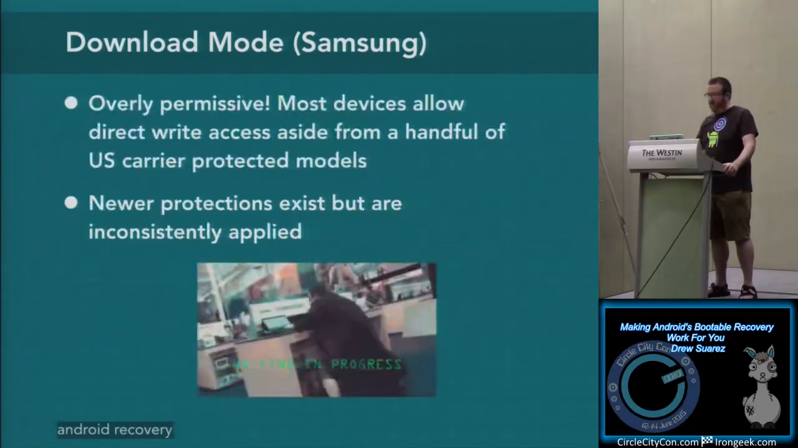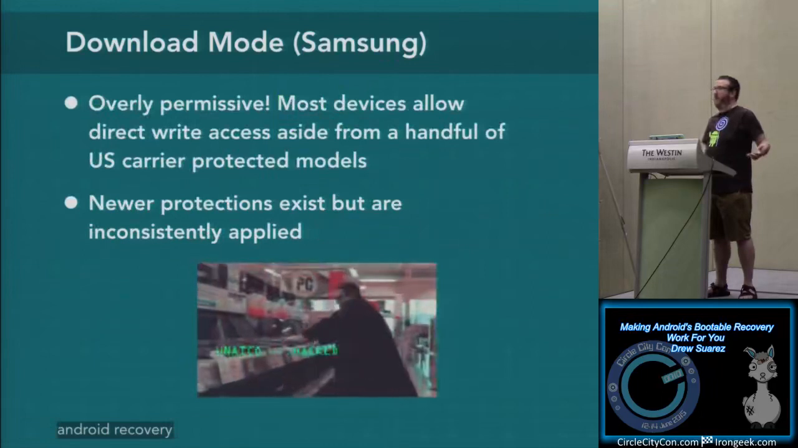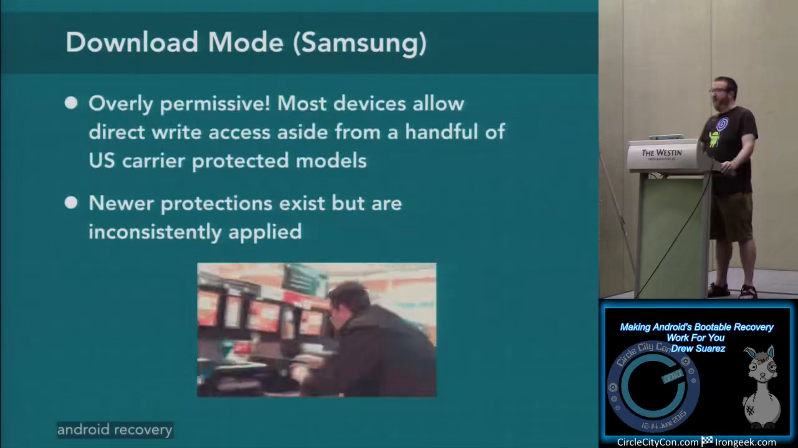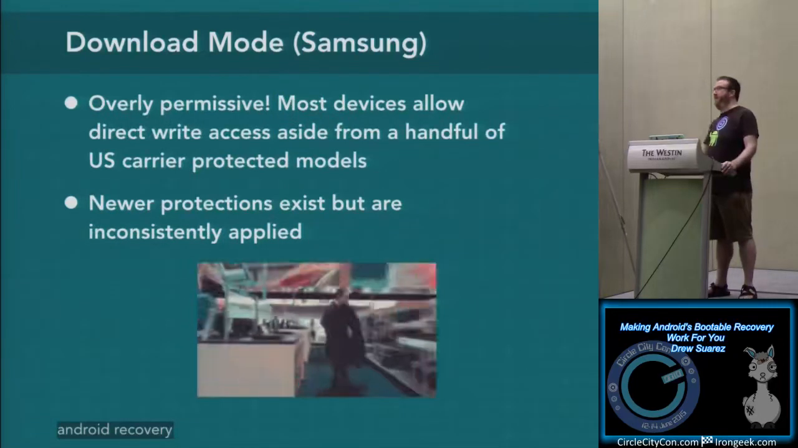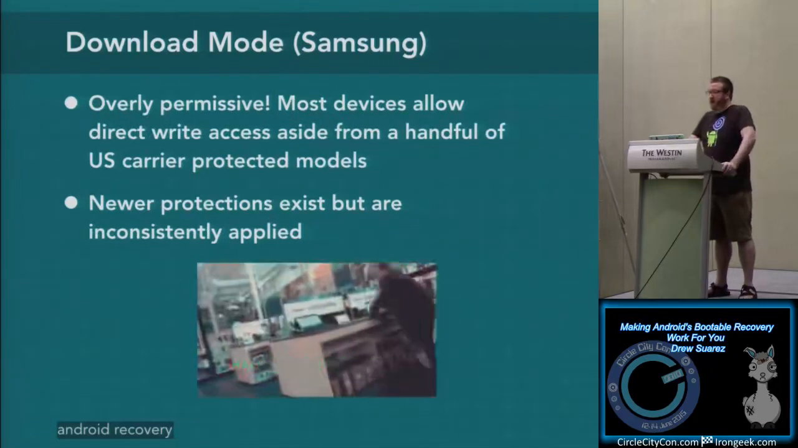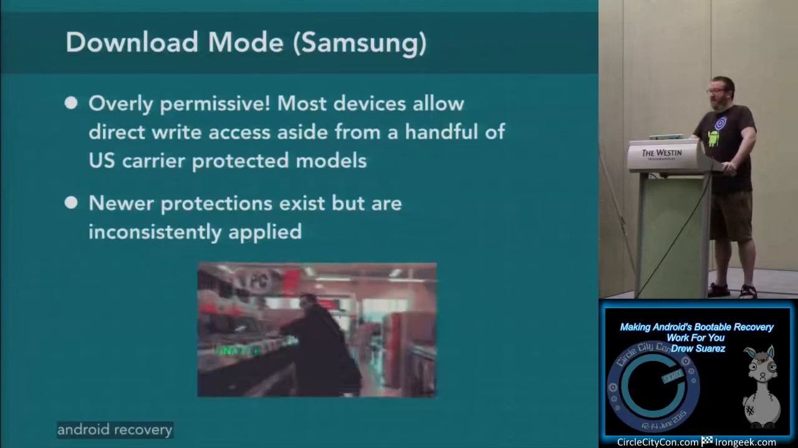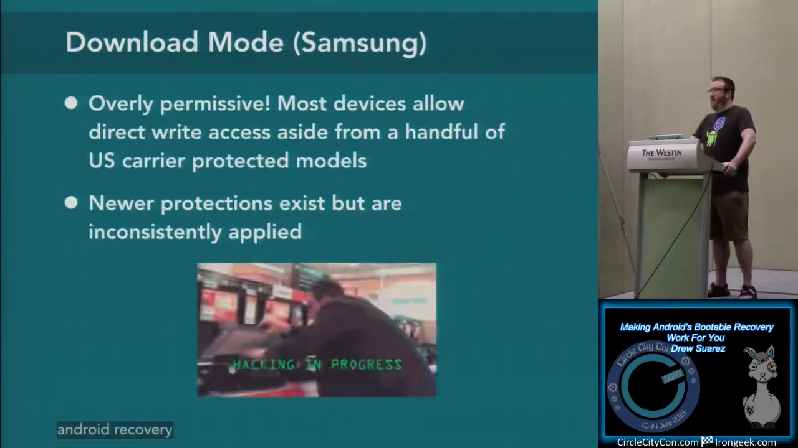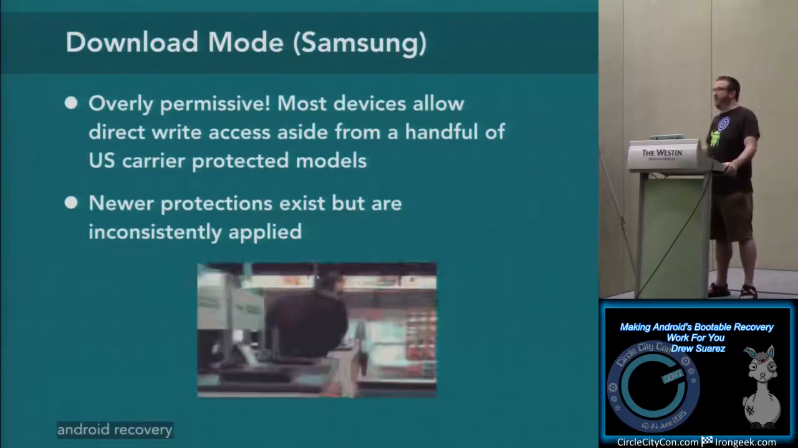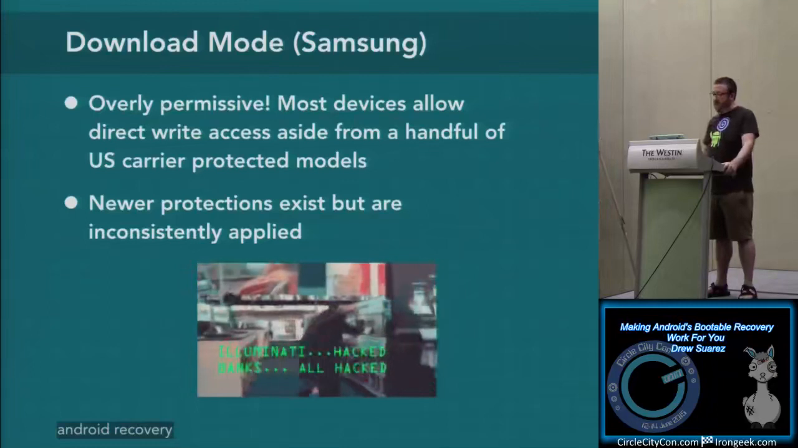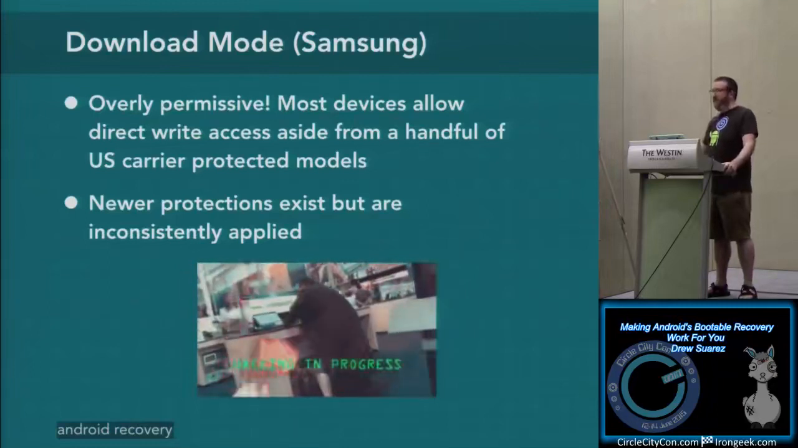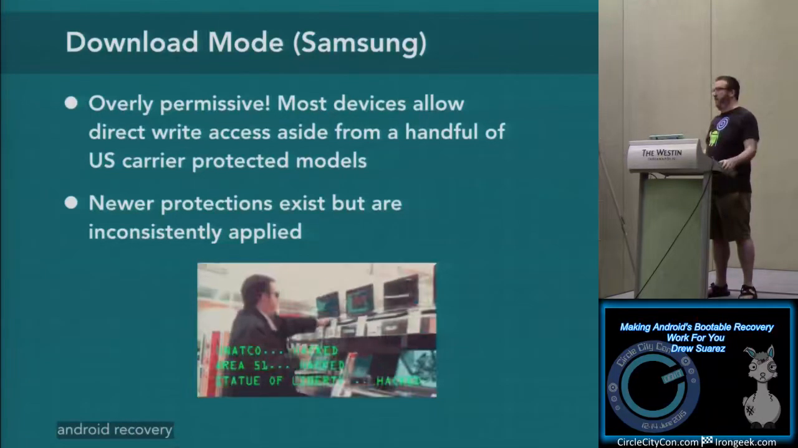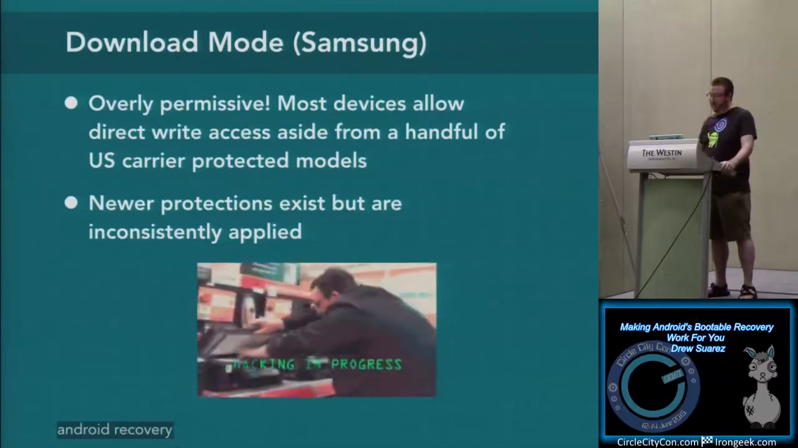So obviously, in the description of this, you guys can tell why this is terrible, right? This is overly permissive. Most devices allow direct write access, except for the few models I mentioned on US carriers. Newer protections exist for this, but they're very inconsistently applied and really don't even exist internationally, which is the majority of the phones that they make. So if you leave your phone at a Starbucks or something like that and you don't have user data encryption, you're pretty much boned. So be careful with that.